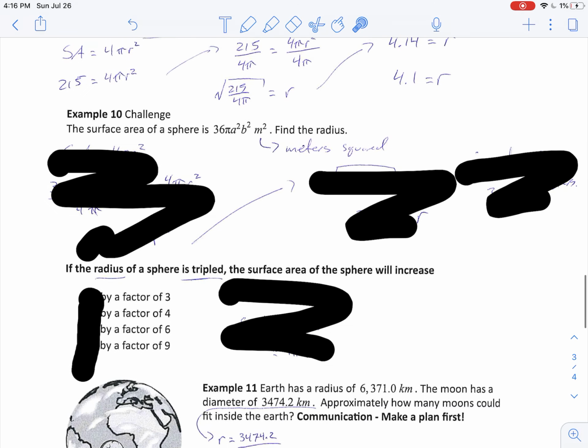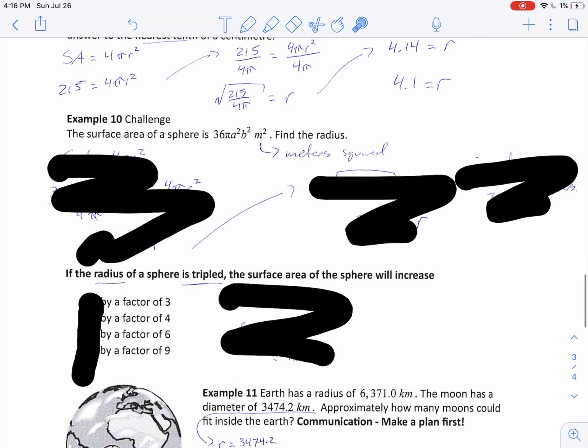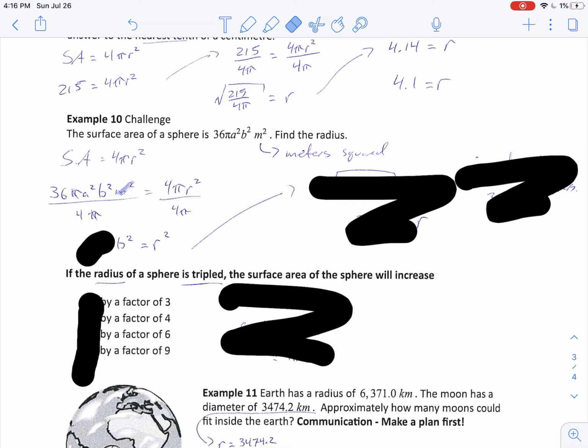All right, this is a bit of a tricky one. The surface area of a sphere is 36 pi a squared b squared meters squared. The meters squared is not part of the equation, so I just wrote that over here. This is what it means in meters squared, because we're talking about surface area. So, when I plug this in, I have my surface area formula.